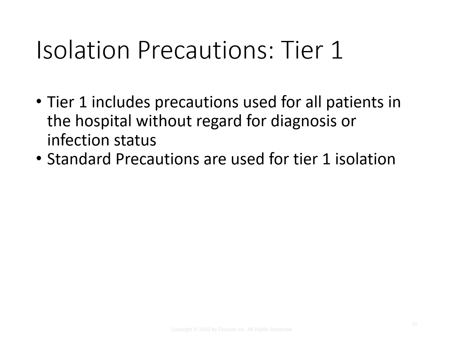Isolation precautions tier 1. So tier 1 includes precautions that are going to be used for all patients in the hospital, and it doesn't matter what their diagnosis or infectious status is. So this is basically just going to be your standard precautions, and that's used for tier 1. So remember, wearing your gloves, things like that.